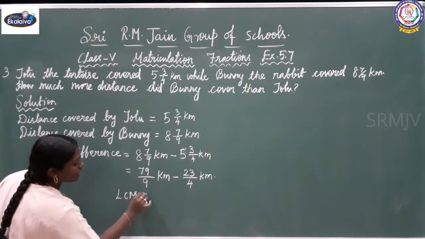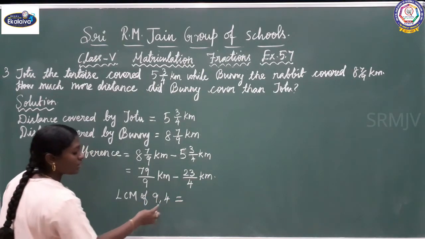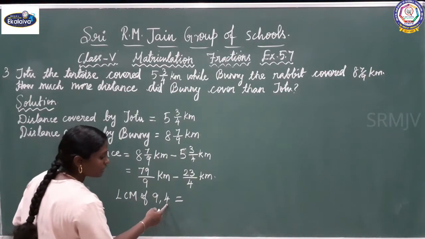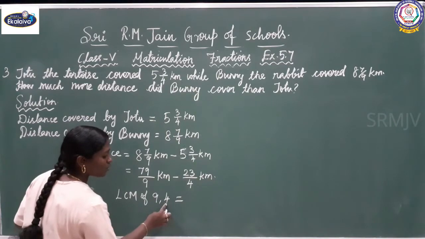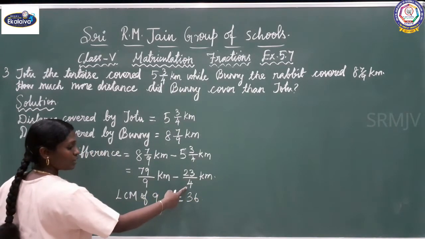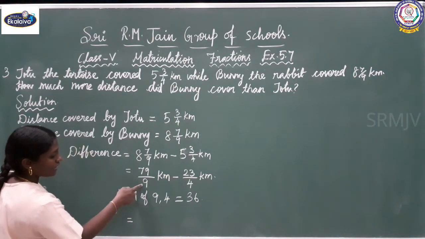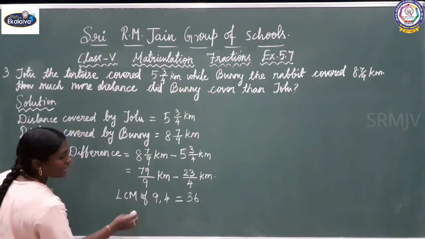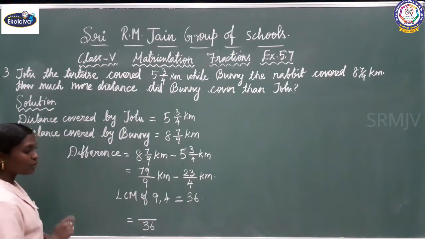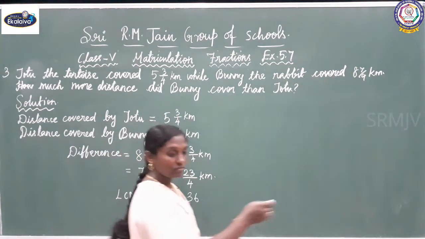For that we have to find the LCM of the denominators 9 and 4. 9 and 4 are co-prime numbers. So the product of these two numbers is the LCM. So 9 4s are 36. 36 is the LCM. Now we have to convert these two fractions with the denominator 36. Here in the 9 table, when will you get 36? 9 4s are 36. So we have to multiply the numerator by the same number 4.